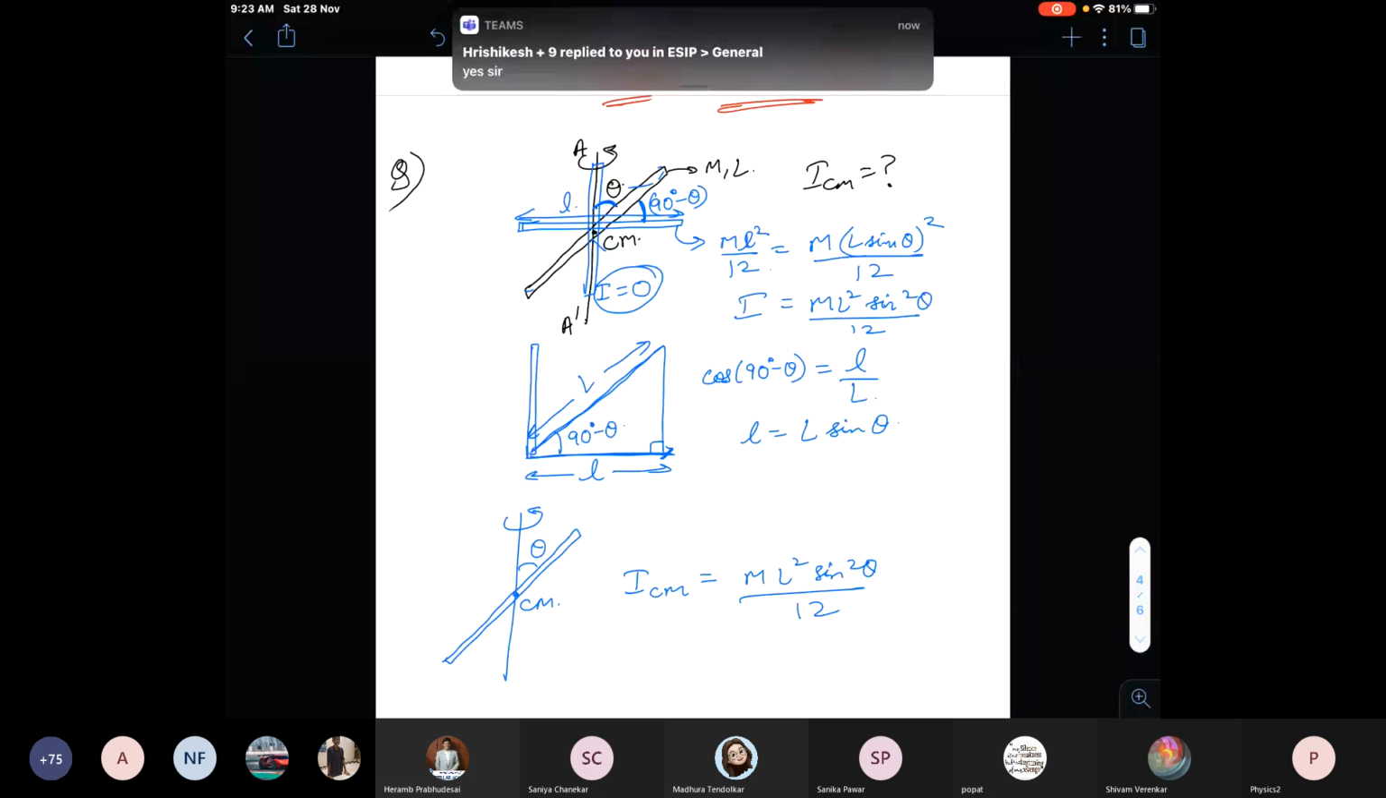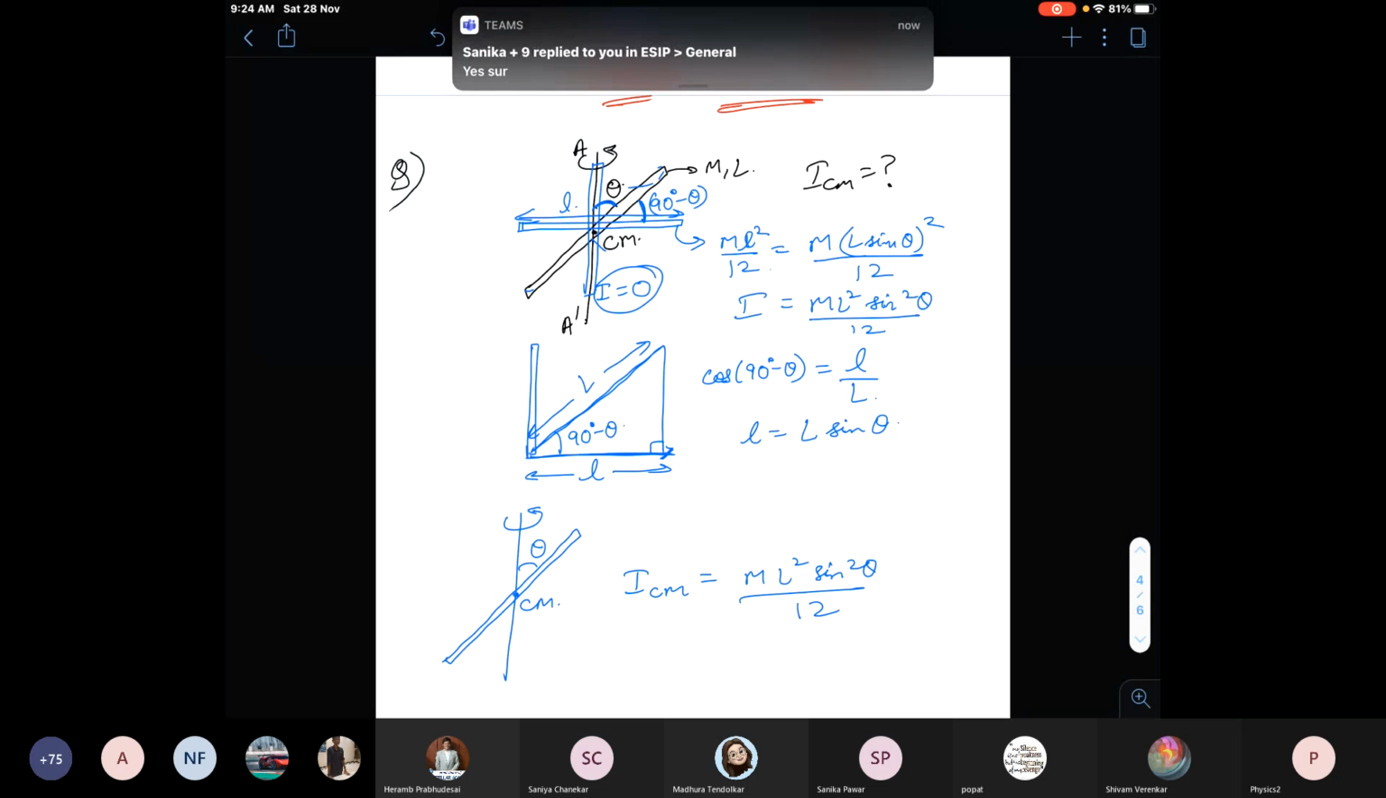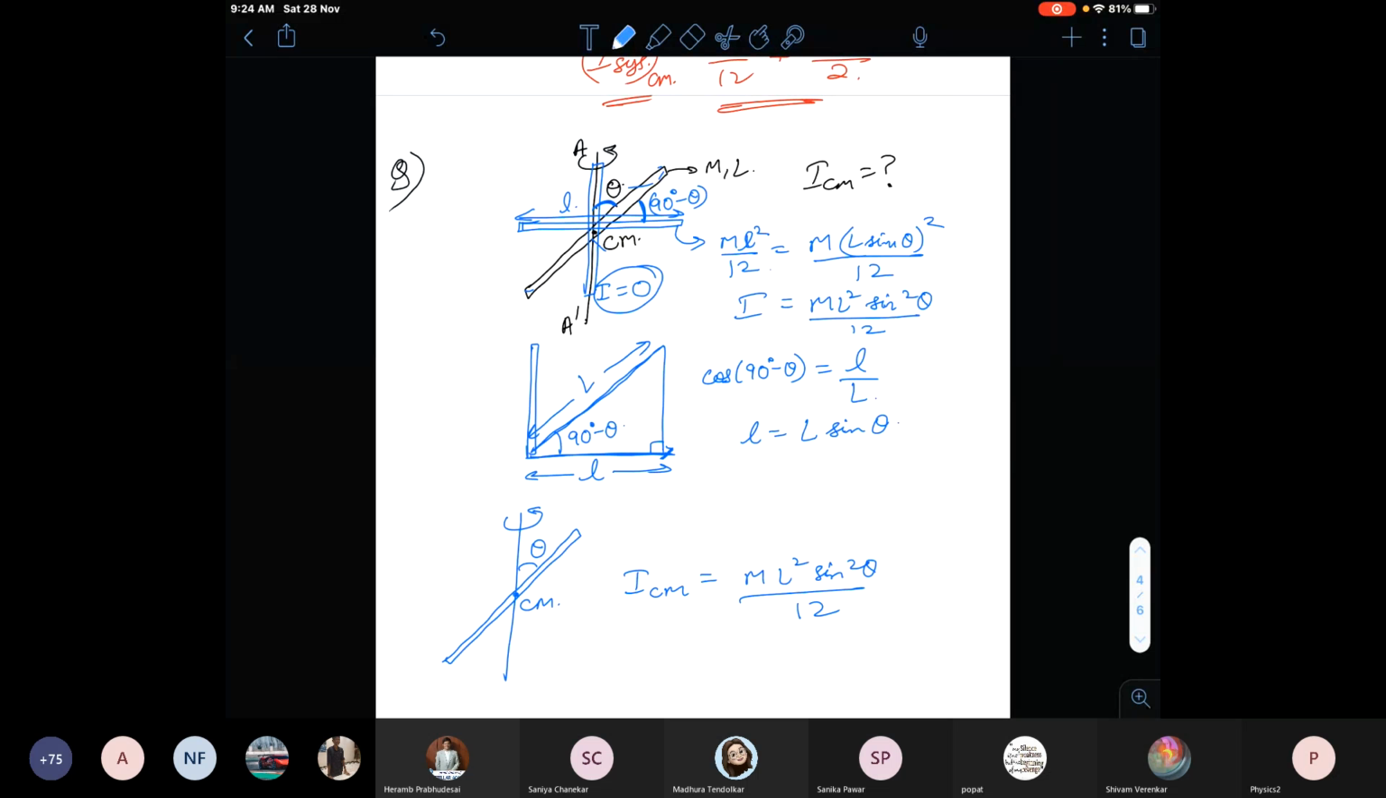I have done nothing. I have just taken the components of length here, the components of the rod. The rod has two components. One component is perpendicular to the axis and the other component is vertical along the axis. So if the components are these two, then the sum of these two components will be the net moment of inertia.